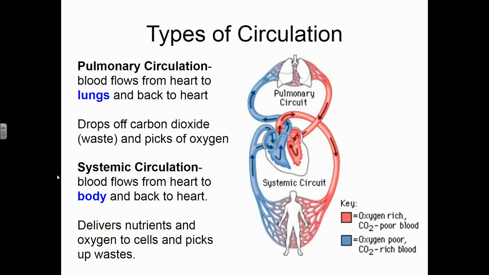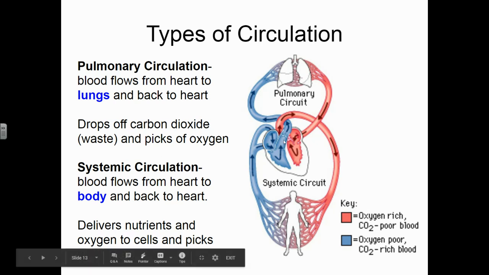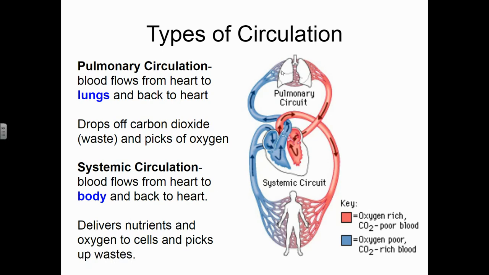All right, so when we talk about circulation, there's two main types of circulation that happen in the body. The first is pulmonary. This is the blood flowing from the heart to the lungs and back to the heart. So we have blood that is going to flow from the right side of the heart to the lungs. There it will pick up oxygen and drop off carbon dioxide, and then it travels back to the heart. So that is the pulmonary circuit, and the word pulmonary actually means lungs.